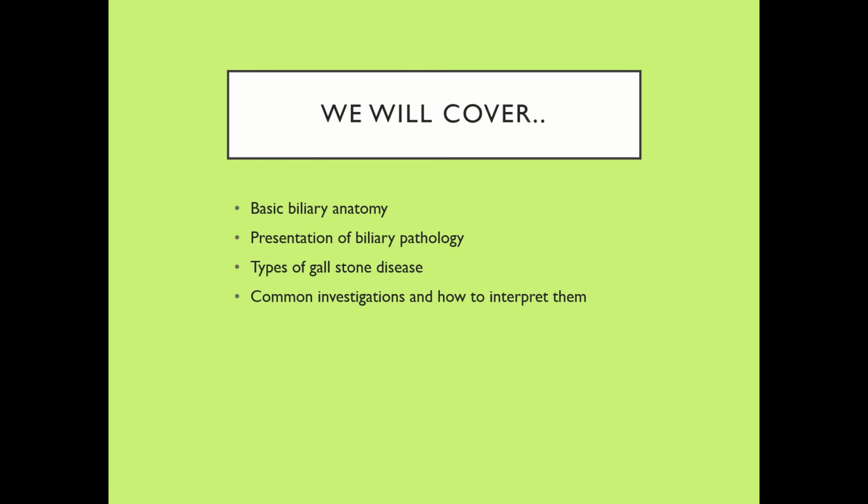So we're going to look at the basic biliary anatomy. It's quite easy to learn, and once you've got your head around the anatomy, the rest of the pathophysiology of various conditions will fall into place quite easily. We're going to look at how they present, different types of gallstone disease, and how you investigate this, and in particular what tests you order, and then how you react to the results that you will get back.